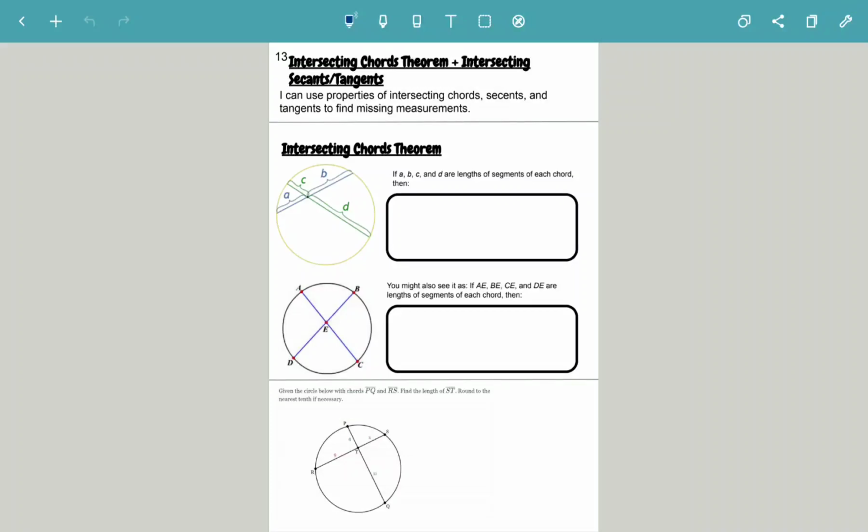Today I'm going to go over the notes for the intersecting chords theorem, intersecting secants theorem, and intersecting secant tangent theorem. So we did start these notes yesterday, so feel free to skip through the video if you already had the first part. But otherwise, stay tuned so you can get the whole thing. So today's objective is that you can use properties of intersecting chords, secants, and tangents to find missing measurements.